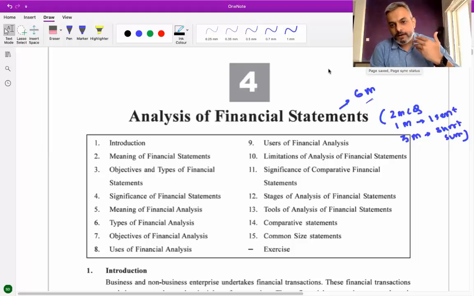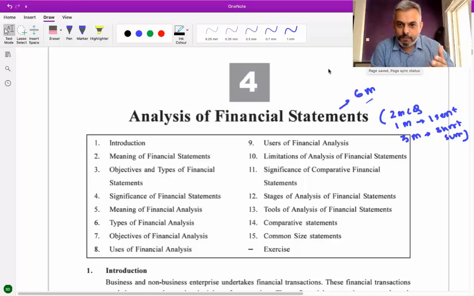From exam point of view, it's a very scoring chapter. You can score full marks because 2 MCQ, 1 answer in one sentence, and 3 mark short sum. Now, over here, we are going to see how analysis is done. Various tools are there, various methods are there.